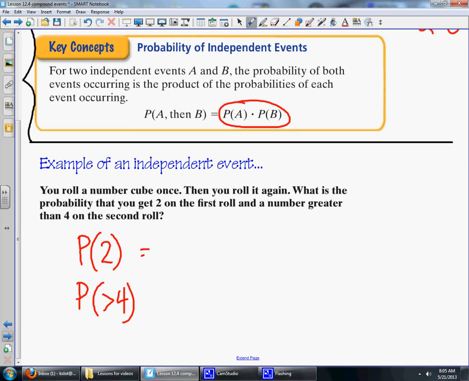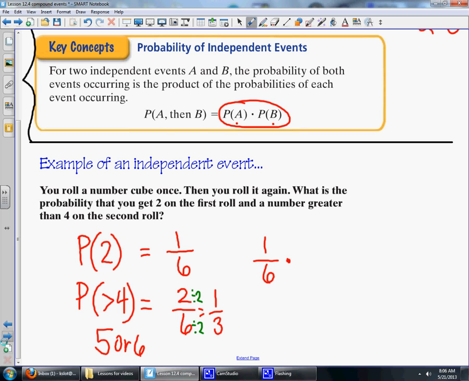So on a number cube, we know that there are 6 sides. So the probability of rolling a 2 is 1 out of 6. The probability of rolling a number greater than 4, that means we can only roll 5 or 6, so that probability is going to be 2 out of 6. Now remember, the probability of independent events, we multiply the two probabilities together. So the probability of rolling only a 2 is 1/6, and the probability of rolling a number greater than 4 is 2/6, which we can reduce to 1/3, because we can divide each of these by 2. So we have 1/6 times 1/3, which would be 1/18. So we have a 1 in 18 chance of rolling a 2 and then a number greater than 4.